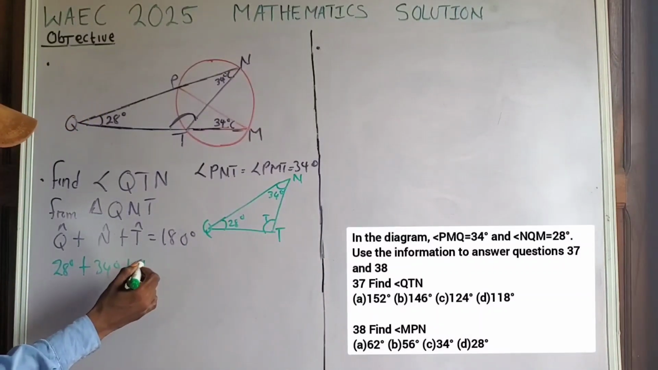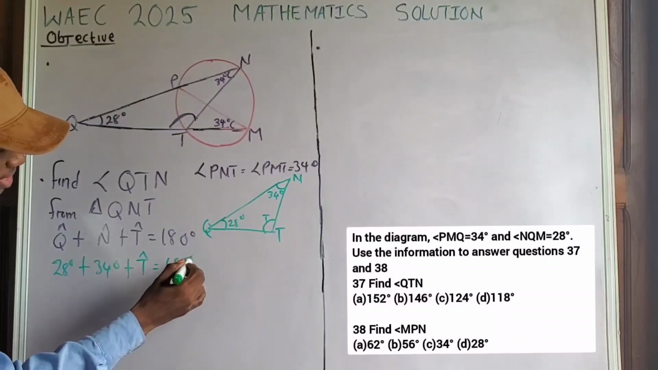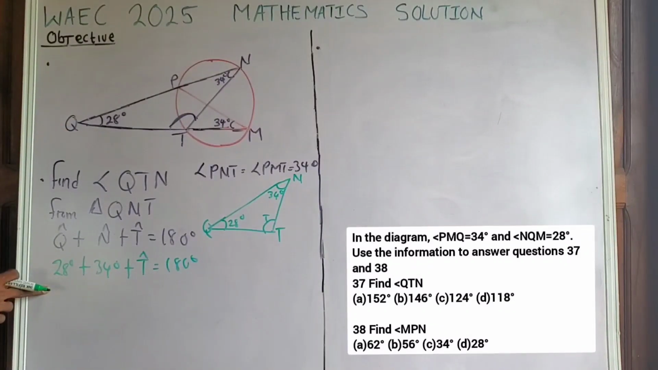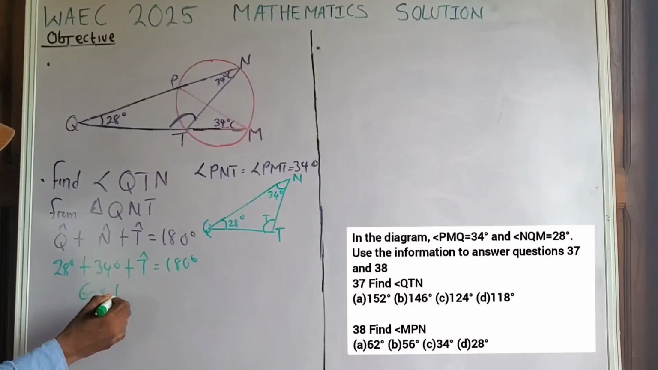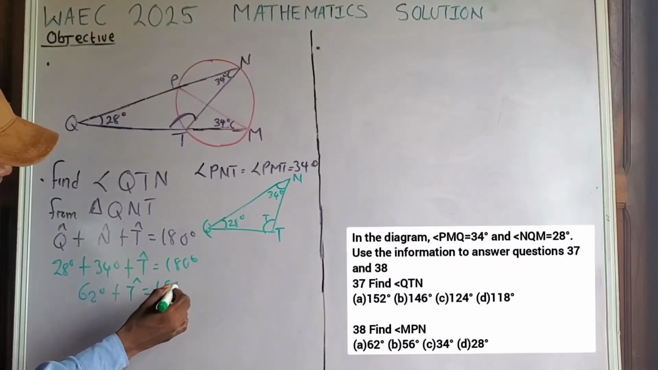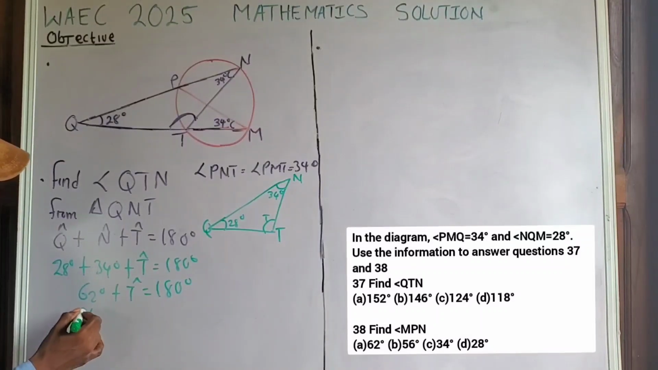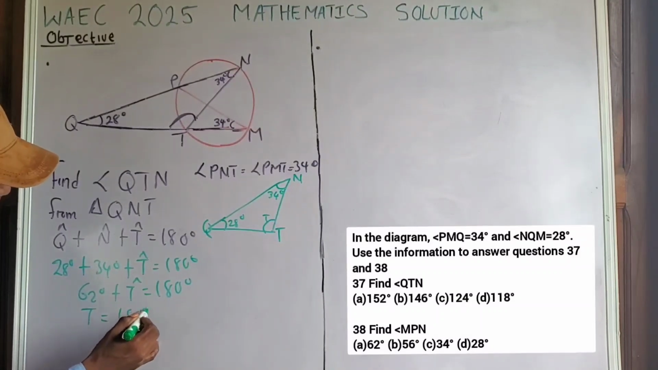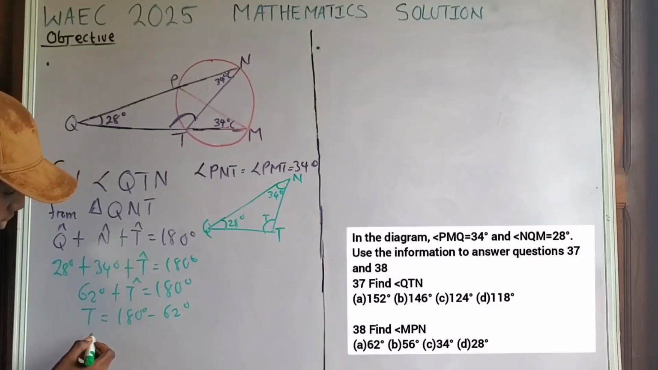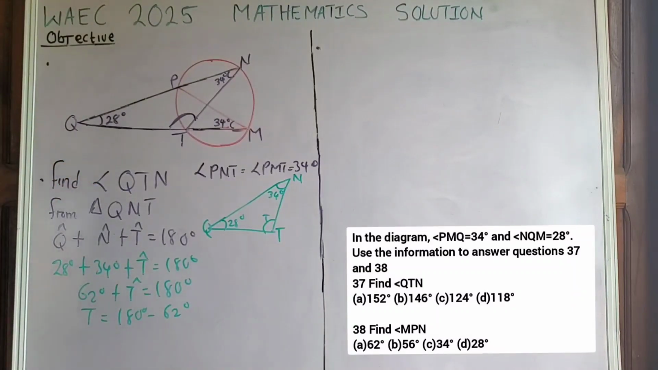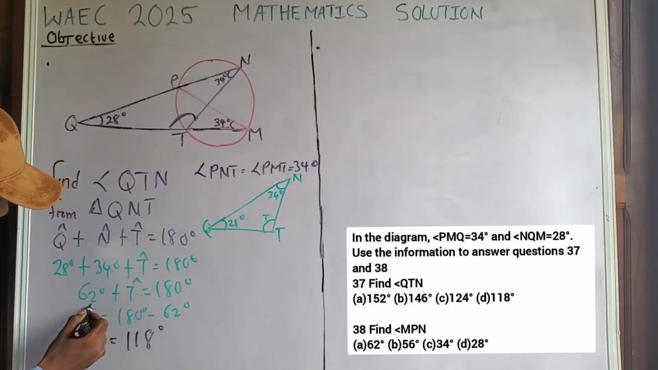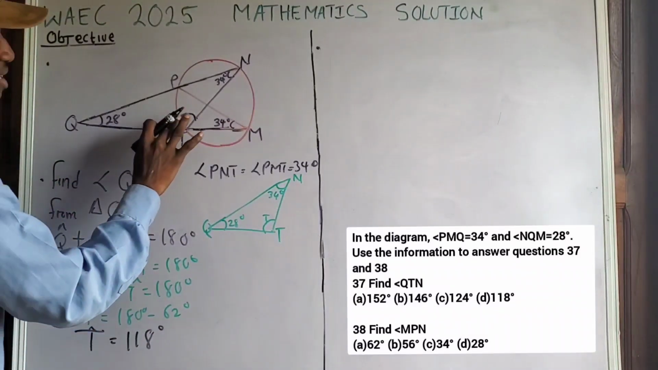Angle T equals what? 180 degrees. 28 degrees plus 34 degrees, that is what? 62 degrees. So I'm going to have 62 degrees plus angle T equals 180 degrees. Angle T equals 180 degrees minus 62 degrees. So what is the value? You can use your calculator. 180 minus 62, you are going to have 118. So T equals 118 degrees. So the value of this angle is 118.